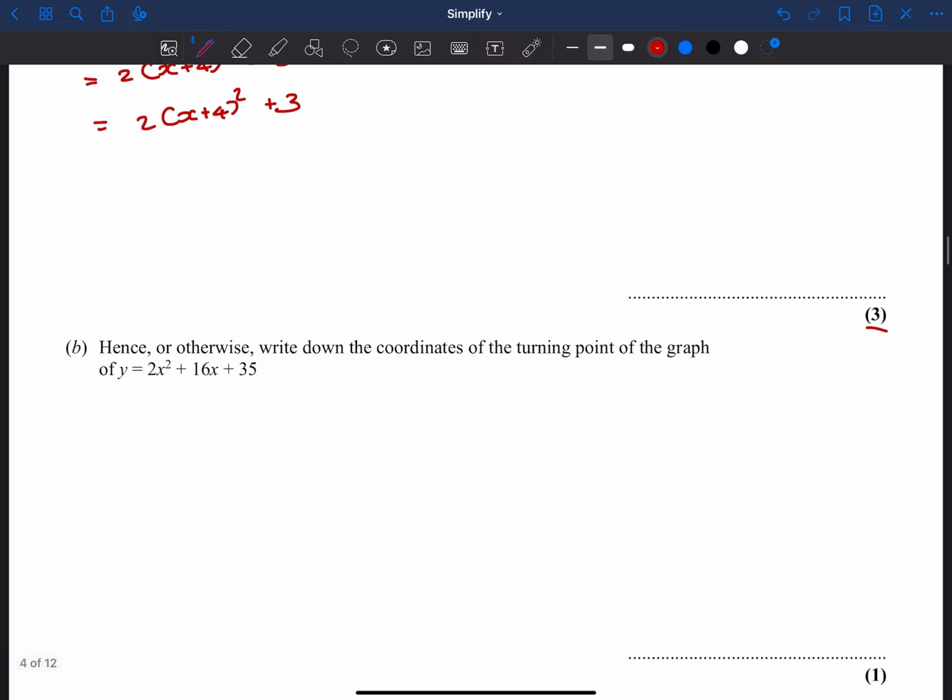The second part, which is 1 mark, they are asking for the turning point. Remember, whatever is inside the bracket is the opposite sign for the x, so minus 4, and whatever is outside the bracket is the same, so it's just a plus 3. That's my turning point, TP. Next one.